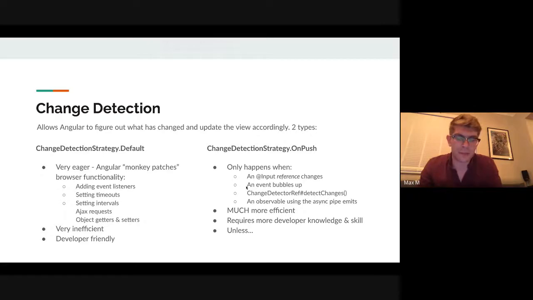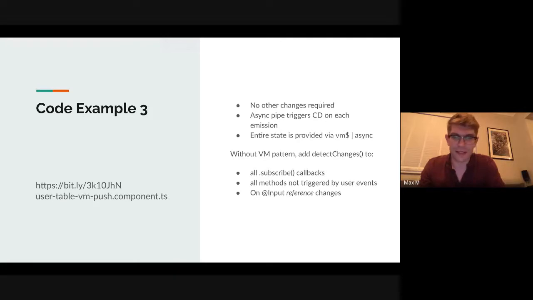Anytime an event bubbles up from this component or one of its children, or anytime you manually trigger detect changes on the change detector ref service, or anytime the async pipe emits. And so this is really the key to how these two are linked. But yeah, on push is much more efficient, but of course it requires a lot more developer knowledge and skill, unless you use the view model pattern.